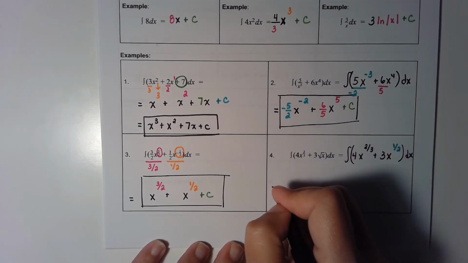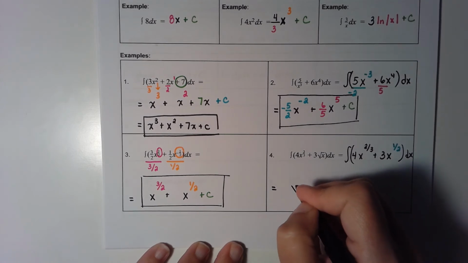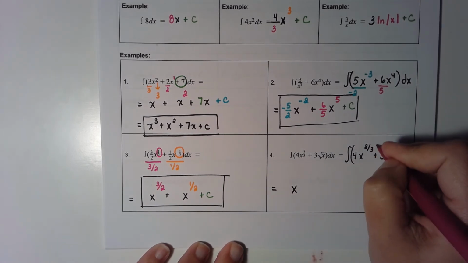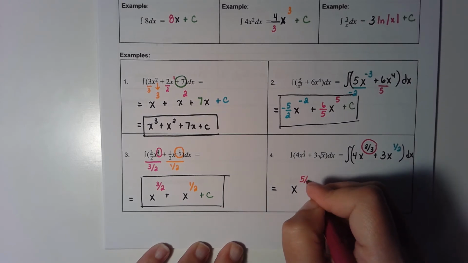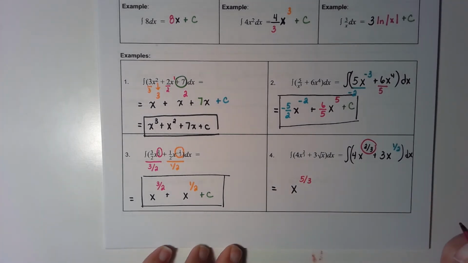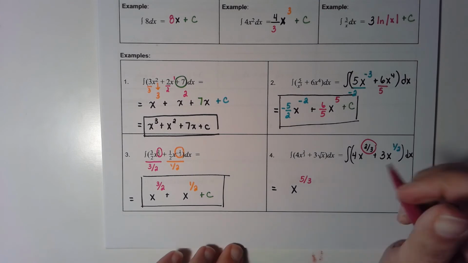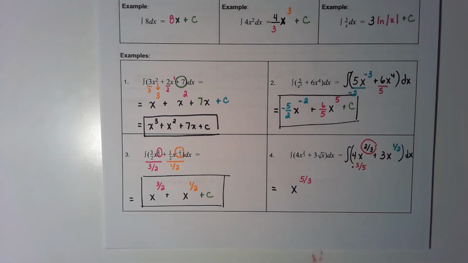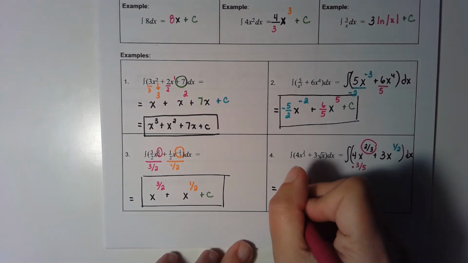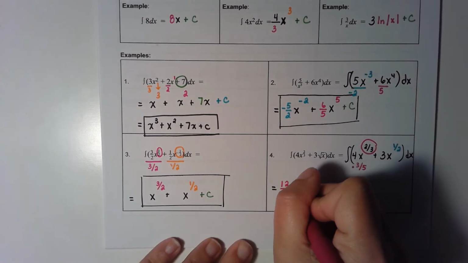Now I'm going to do this antiderivative one term at a time. So first I'm going to take this first exponent, I'm going to add 1. So 2/3 plus 1 is 5/3. And then I need to divide by 5/3. Now 4 divided by 5/3 is hard for me to do, so instead I'm going to multiply by 3/5. You can just multiply by the reciprocal. So I get 12 over 5, x to the 5/3.